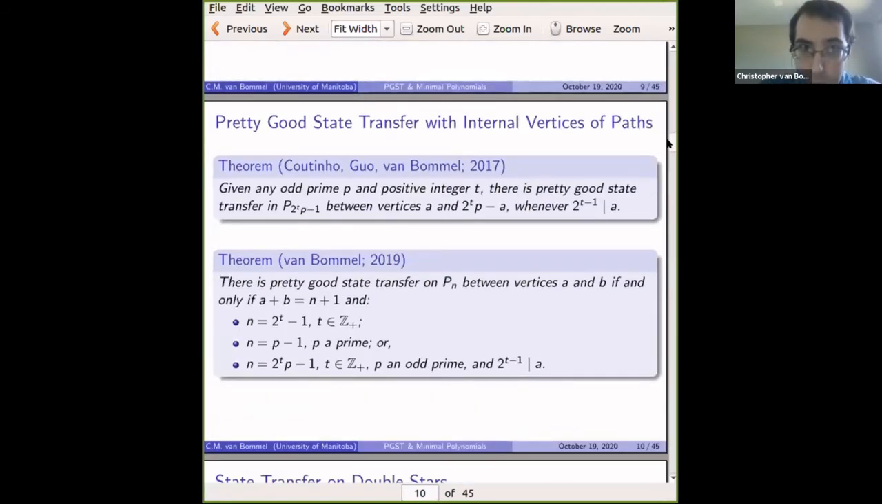And then looking at internal vertices of paths, so this is relevant when you don't have pretty good state transfer between the end vertices, but you can still sometimes get transfer between some of the internal vertices. So Gabriel, Crystal, and I investigated this problem and found this family where the length of the path is a power of 2 times a prime minus 1, so sort of generalizing that idea of a prime or twice a prime. And the index on the vertices, if we think of labeling the path from 1 to n, had to be a multiple of 2 to the t minus 1.